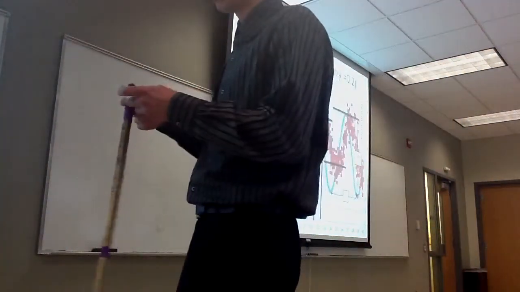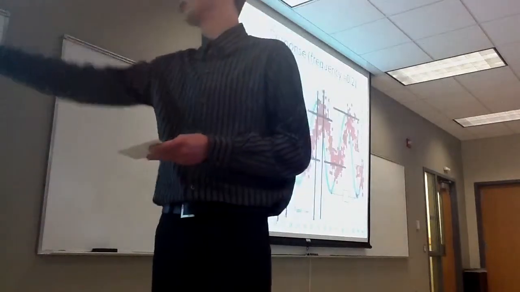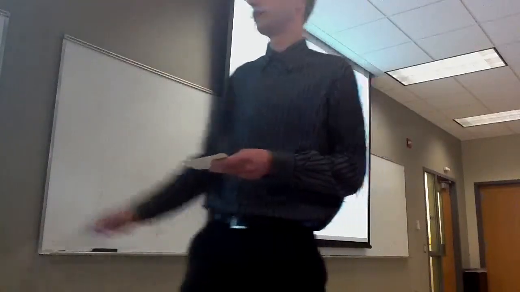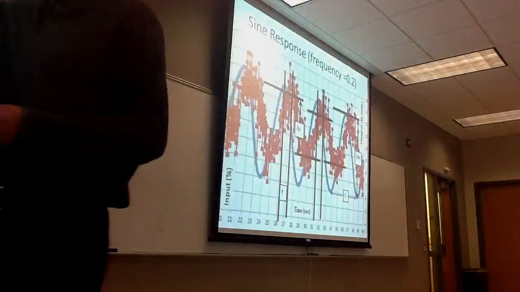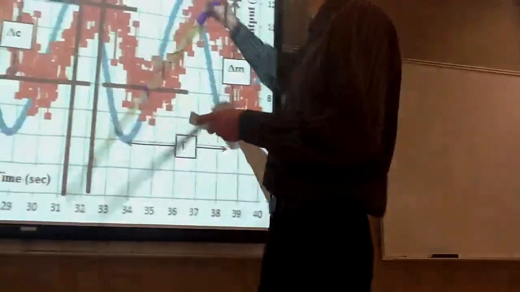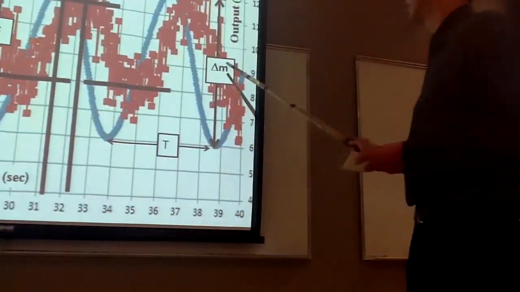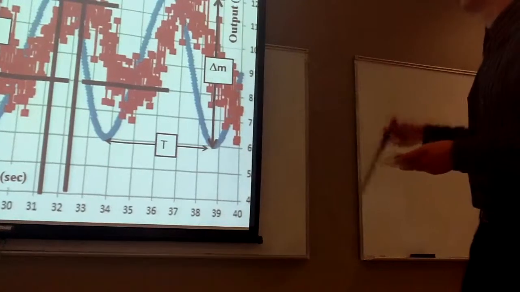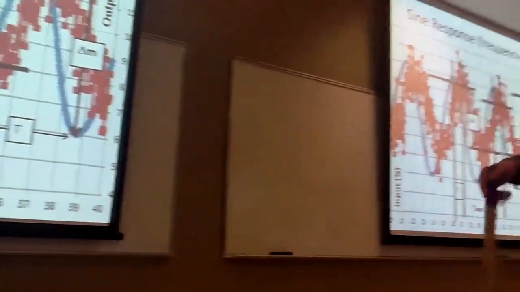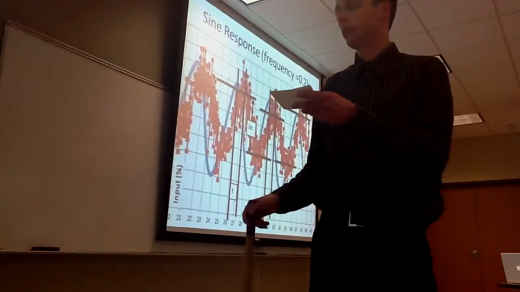The amplitude ratio was found by using delta C and delta M, and delta C was found by taking the mid-range of the higher minus the mid-range of the lower. The delta M was found by finding the range of the input value. And again, the amplitude ratio was delta C divided by delta M.